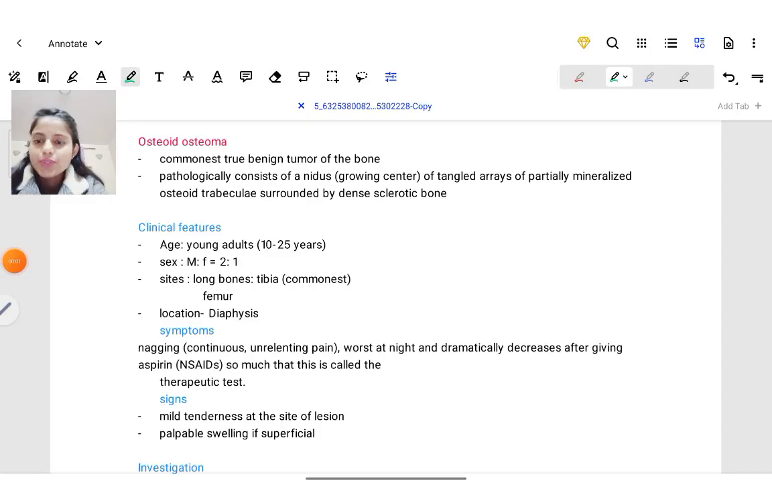Let's study osteoid osteoma. This is the commonest true benign tumor of the bone. This is the bone forming tumor and this is the true benign tumor of the bone. Pathologically, it consists of a nidus which has a growing center of tangled arrays of partially mineralized osteoid trabeculae which is surrounded by the dense sclerotic bone.